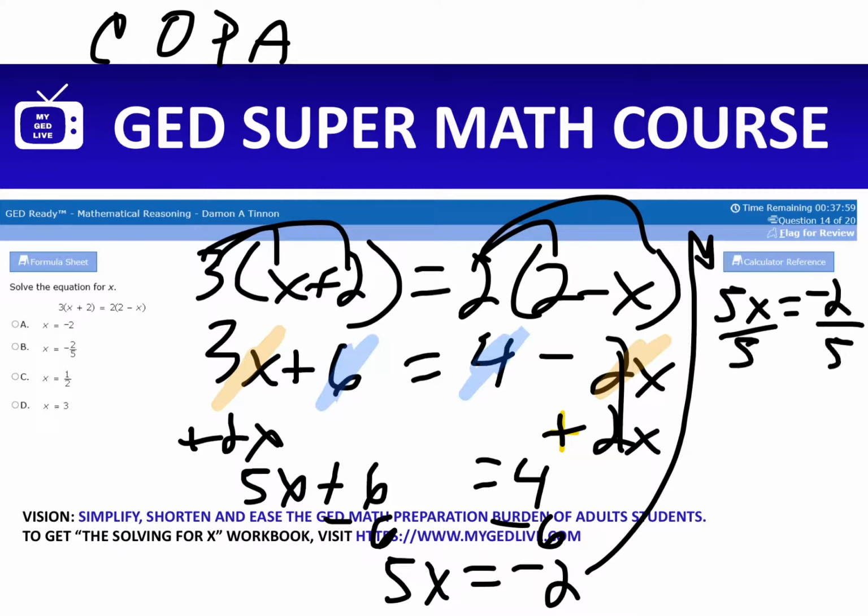So we're going to divide it by 5. That gets rid of that. It becomes 1x, or just simply x. And that becomes minus 2 over 5. And then you come over here and you see what your options are. And there we are. x equals minus 2 over 5.